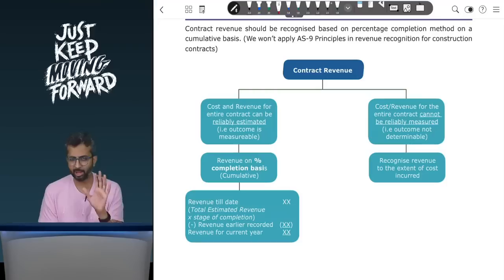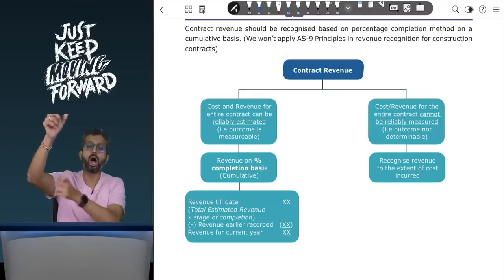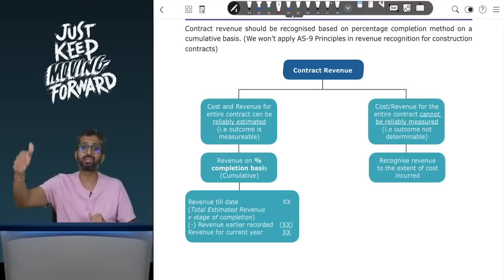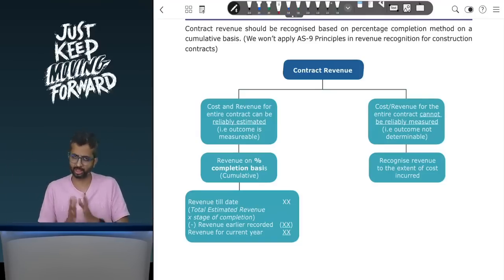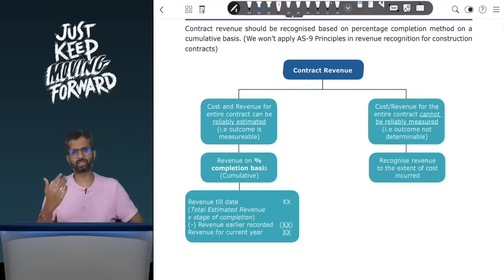If they can be reliably estimated, then you will recognize revenue based on the stage of completion. How do you calculate the stage of completion? Cost incurred till date upon the total estimated cost, that is cost incurred already plus the estimated cost yet to be incurred. You can either calculate it based on cost incurred data, or maybe there is some physical verification or an architect survey which tells you a percentage completion, you will take that. So revenue should be recognized based on the stage of completion.